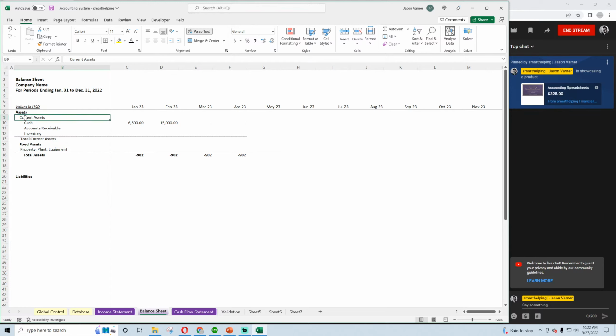Then fixed assets is on the same level as here. Property, plant, and equipment. And then total assets is all the way in. Let's see. 1, 2, 3, 4. Okay.